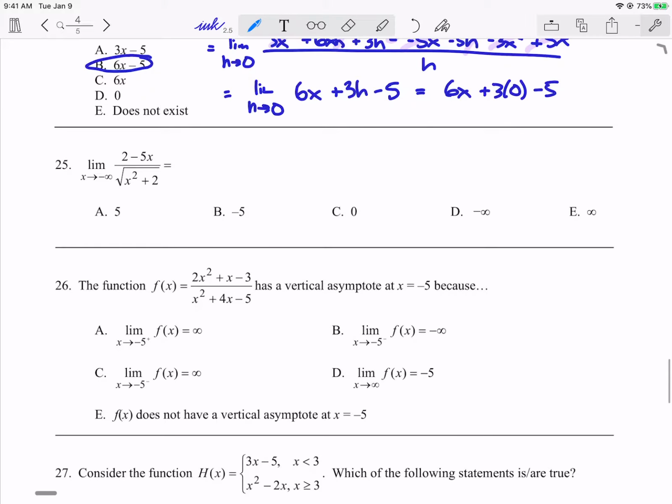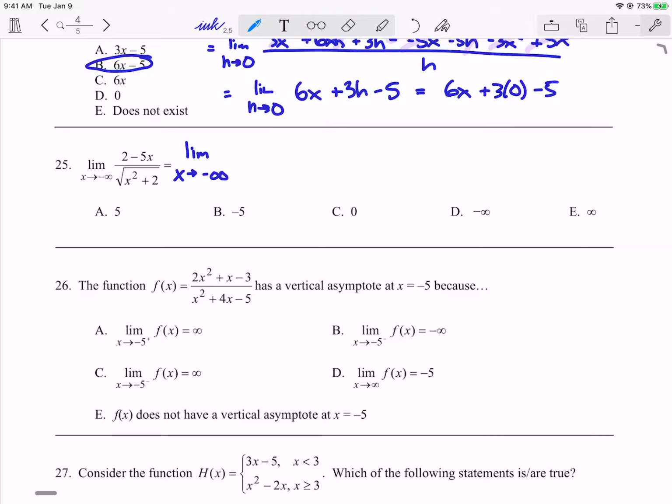Next one is a limit as x goes to negative infinity. So I notice effectively on top I have an x, and on bottom I have a square root of x squared, which is basically an x. So I know this is going to go to some number other than 0 or positive or negative infinity. And if you're clever, you should be able to see that this is probably going to go to positive 5. But let's do some magic. By magic, I mean math.